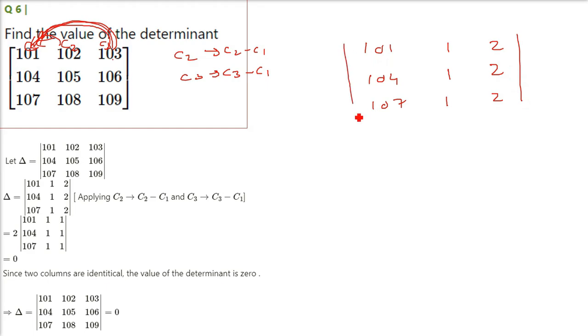Now in the third column we will take 2 common. When you take 2 common, let me just show it here rather than writing the whole determinant. This will become 1 when we take 1 common. So column 2 and column 3 are exactly similar. And we know when 2 columns or 2 rows are similar, the determinant has to be 0. That is how in this question the determinant is 0.